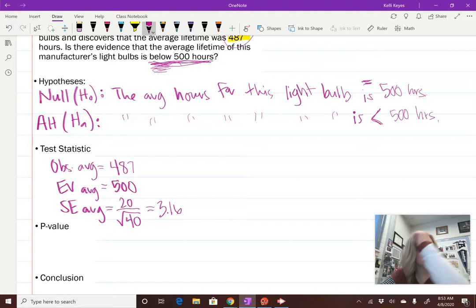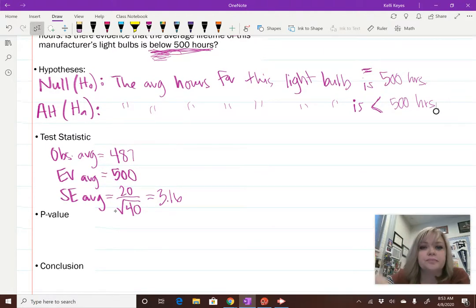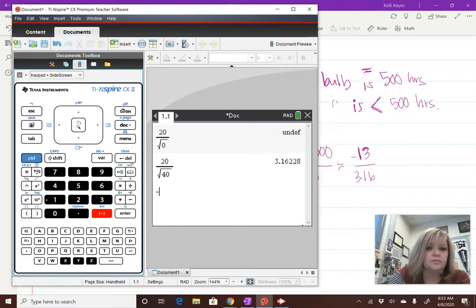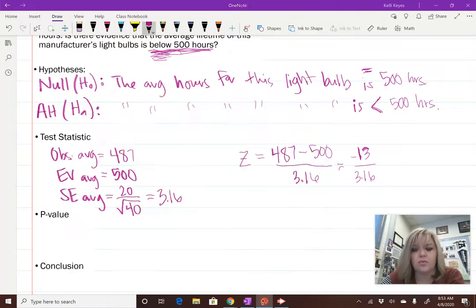All right, so now we can find our z-score by doing exactly what we did yesterday. Yesterday it was the observed percent, but today we're going to do observed average. So observed average, which is 487, minus expected average, which is 500, divided by SE average. So that's going to be negative 13 divided by 3.16, so negative 4.11.